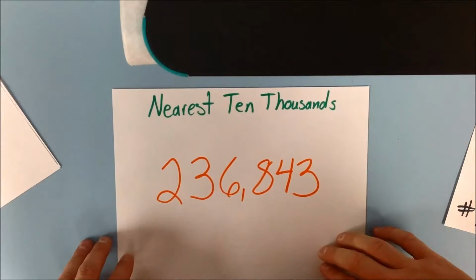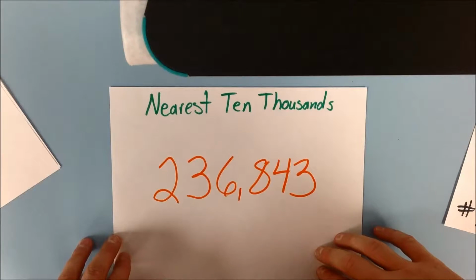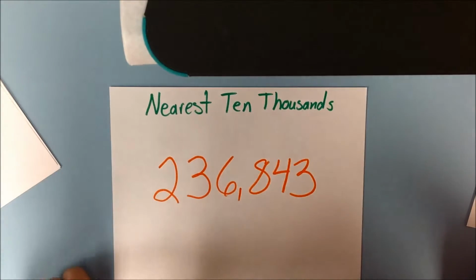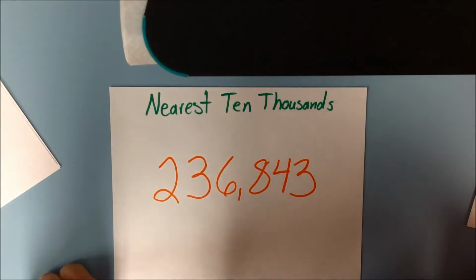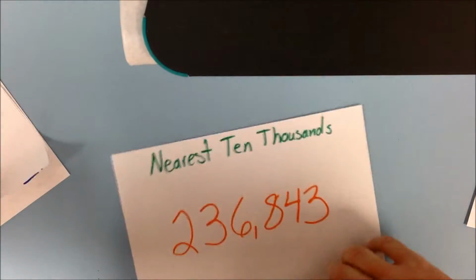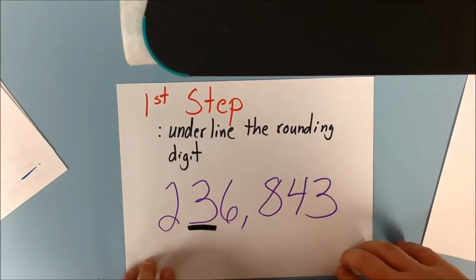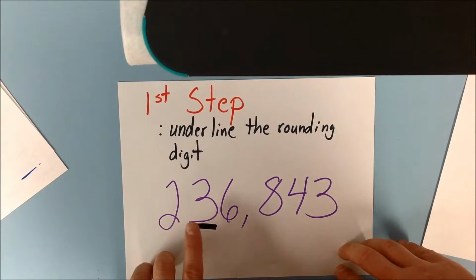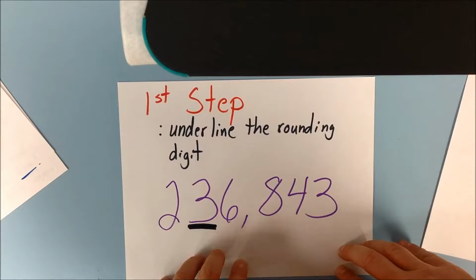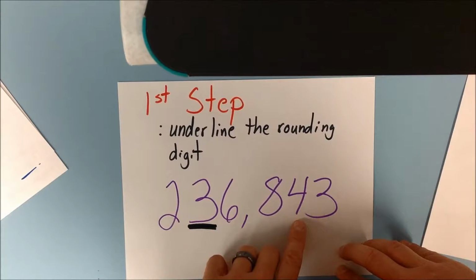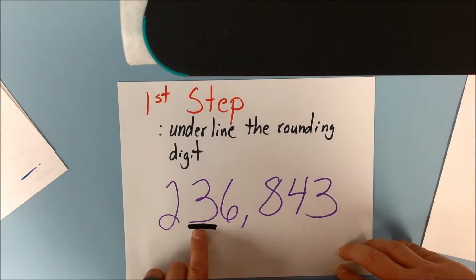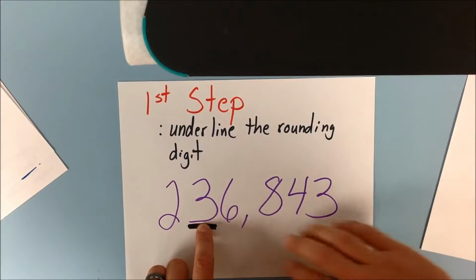Alright, let's round. So first, we're going to round 237,843, and we're going to round that to the nearest 10,000s. The first step I want to do is underline the rounding digit. So we're working on the 10,000s. If I go ones, tens, hundreds, thousands, 10,000s, I underline the rounding digit, which is my 3.